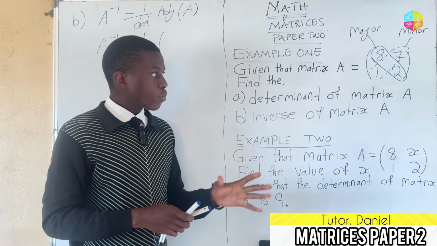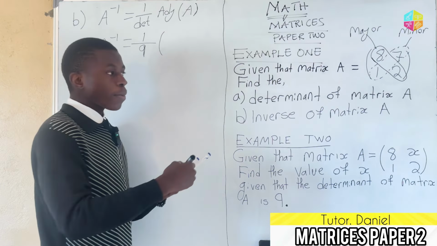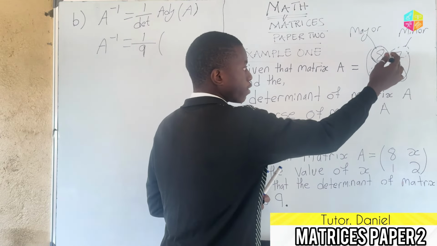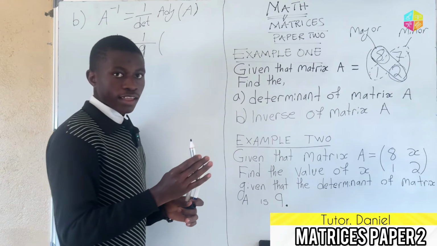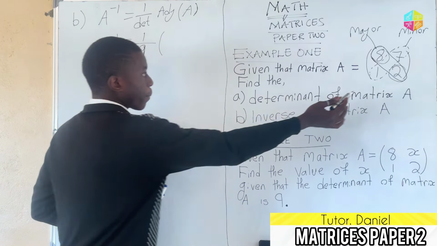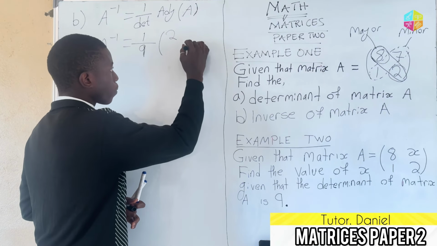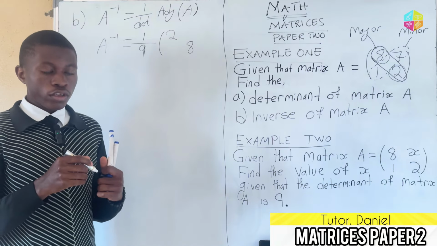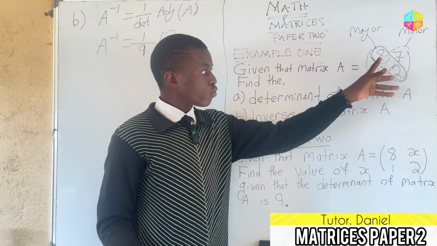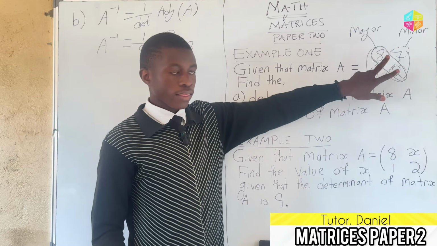What you need to do before putting in matrix A there, you first swap the values that are in the major diagonal. So here we're going to swap our 8 and our 2. When I swap 8 and 2, our 2 will be on top there, and our 8 will come at the bottom. So we always swap the values that are in the major diagonal. In the major diagonal, we swap the two values over there.